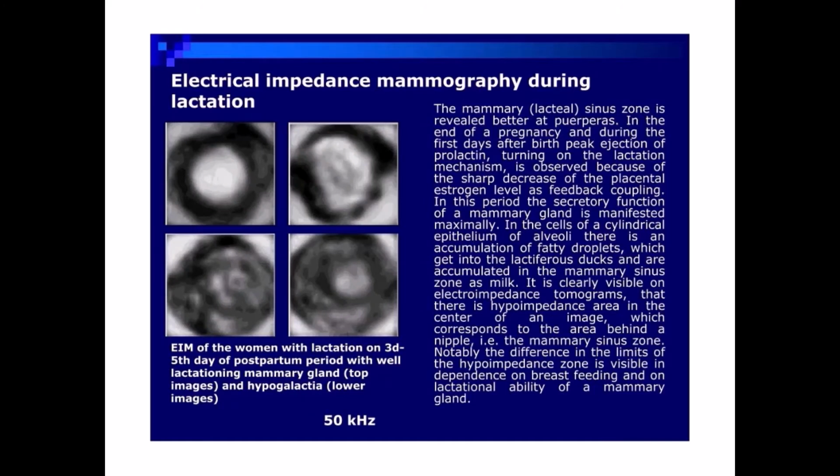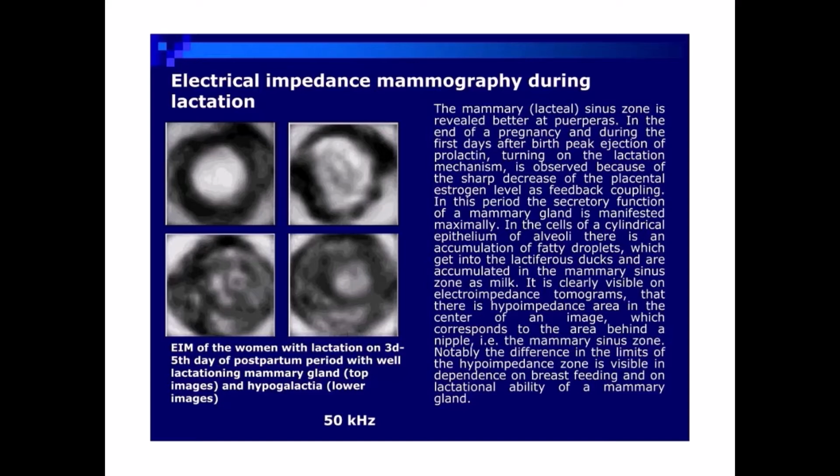Electrical impedance mammography during lactation. The mammary, lacteal, sinus zone is revealed better at puerperas. In the end of a pregnancy and during the first days after birth, peak ejection of prolactin, turning on the lactation mechanism, is observed because of the sharp decrease of the placental estrogen level as feedback coupling. In this period the secretory function of a mammary gland is manifested maximally.